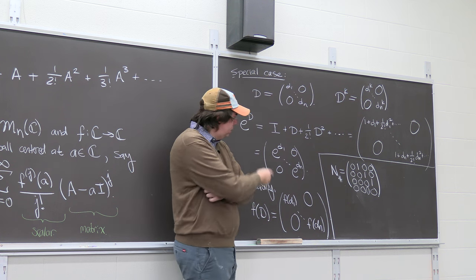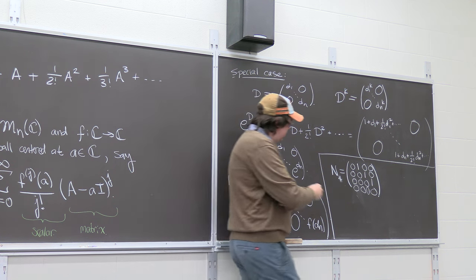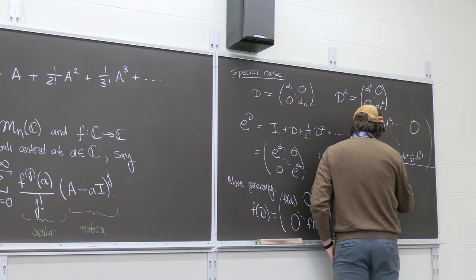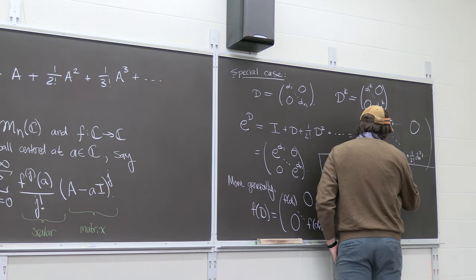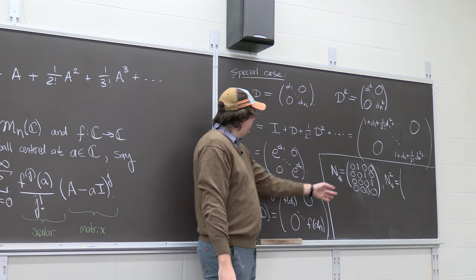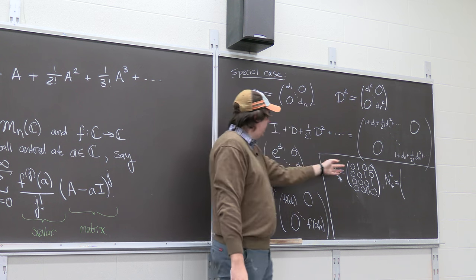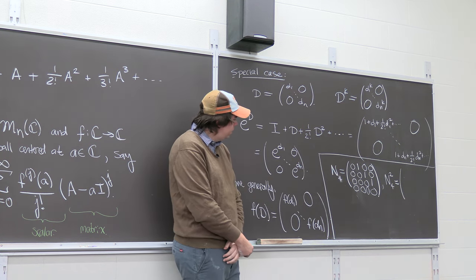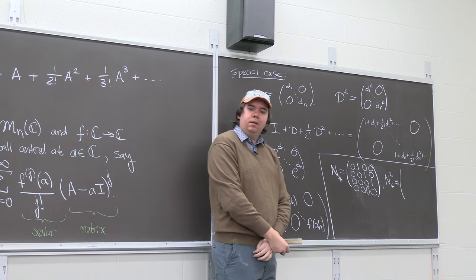Let's think about what happens when we square this guy. What is N4 squared? If we get some intuition about this, maybe we can get some intuition of what happens when we have a matrix that is both diagonal but has some extra stuff on the superdiagonal. That's what we're trying to build up to. So help me out, what would N4 squared be?